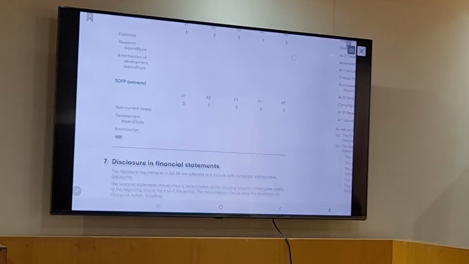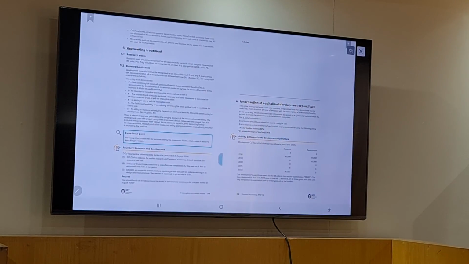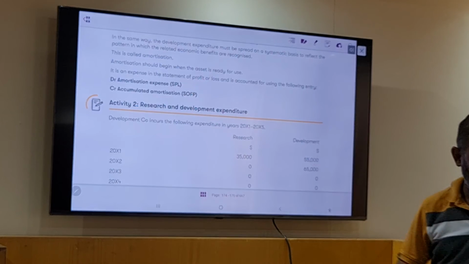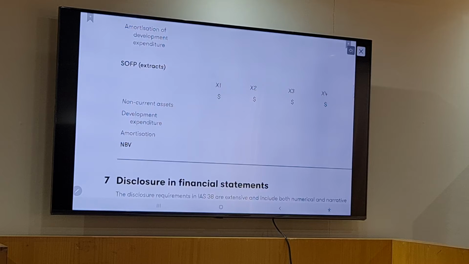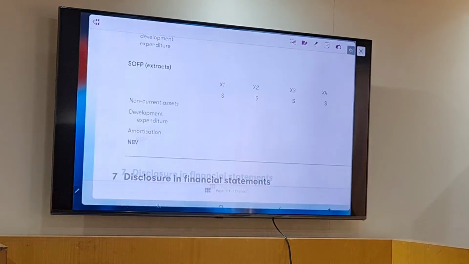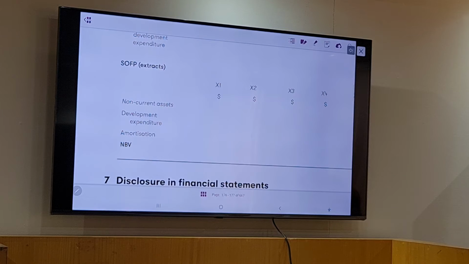X1, do I have development expenditure? Yes, 55,000. Do I have any amortization in X1? No. And when you go to X2, what will be the total development expenditure? 120. Do I have any amortization for X2? No. But when you move to X3, what is the total cost? 120,000. And how much is the amortization? 40. So what is the net book value?